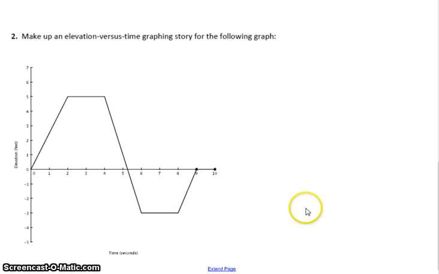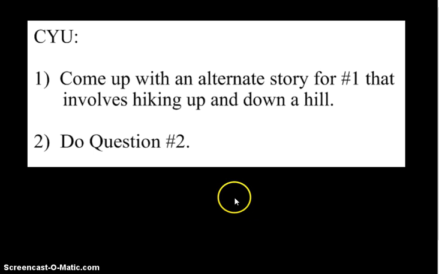You can be creative. So just to recap here, what I want you to do for your check your understanding is come up with an alternate story for number 1 that involves hiking up and down a hill. And then I just want you to do question 2. There's nothing to do online. There's no online quiz. So just bring your sheet into class, and we're going to discuss it and see what everyone said.